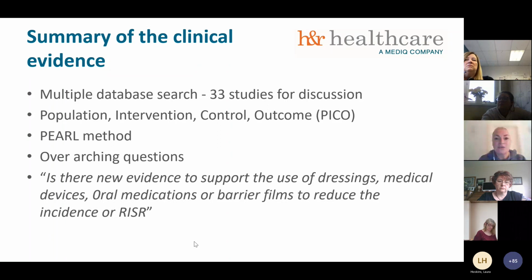So multiple databases were searched to look for new research and new evidence around radiotherapy-induced skin reactions, with a hand search of a number of relevant journals, supplemented by searches of grey literature. They were also looking at any ongoing clinical trials. The outcome was they found 33 studies, which is not a massive amount really, when you think of the number of years since the last guidelines were updated, but they found 33 studies for discussion.